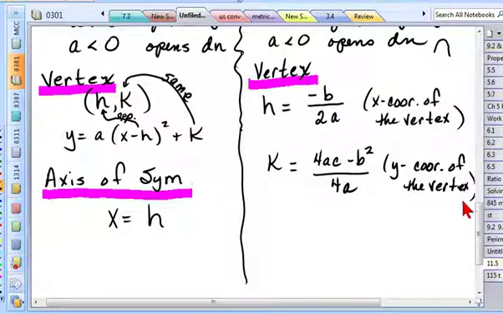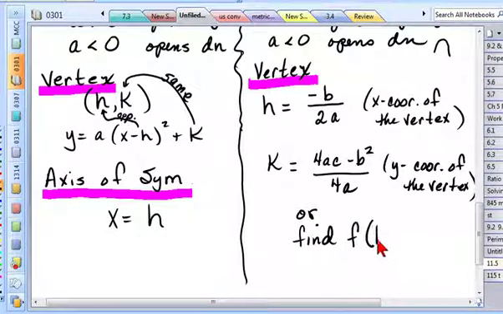An alternate way to find this, or find f of h. I will explain that more in an example. That's function notation. What it means is, if you have the h coordinate, the first one, plug it into the function and out will pop the k. So I'll explain that more shortly.